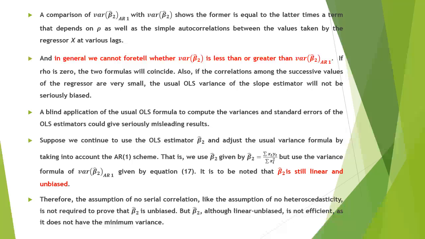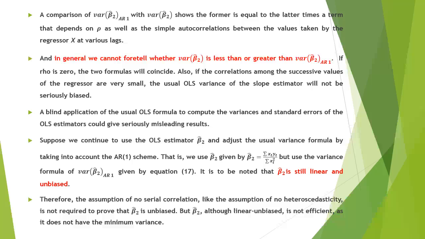If the correlation coefficient is 0, the two formulas will coincide. Also, if the correlation among the successive values of the regressor is very small, the usual OLS variance of the slope estimator will not be seriously biased. But as a general principle, the two variances will not be the same. Thus, a conclusion that can be derived from this analysis is that a blind application of the usual OLS formula in the presence of autocorrelation to compute the variance and standard errors of the OLS estimators could give seriously misleading results.